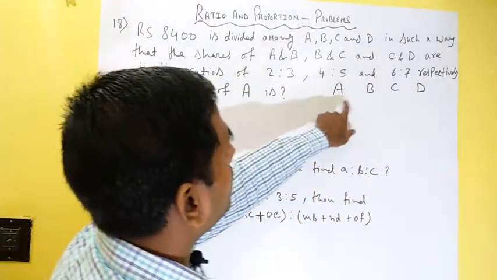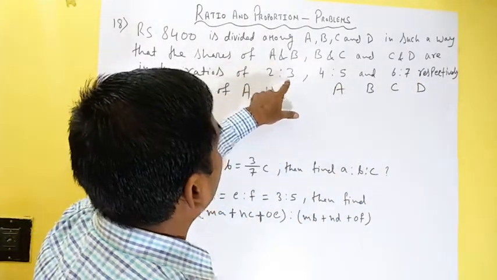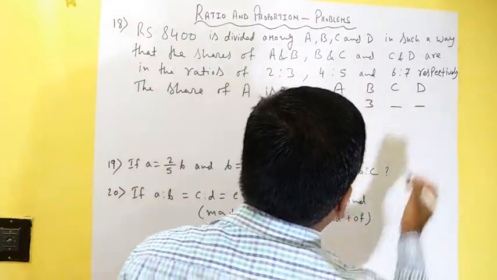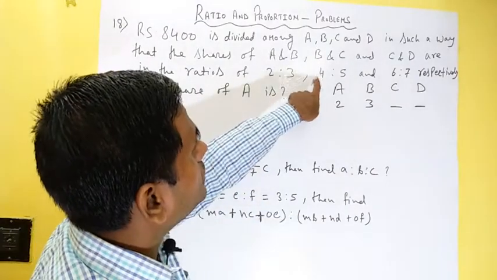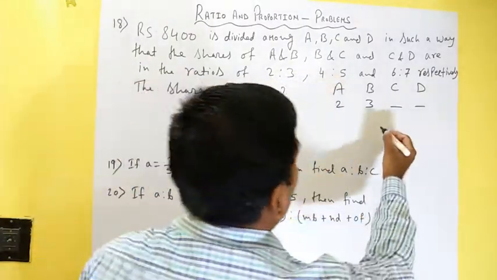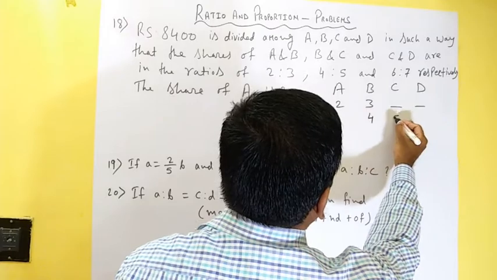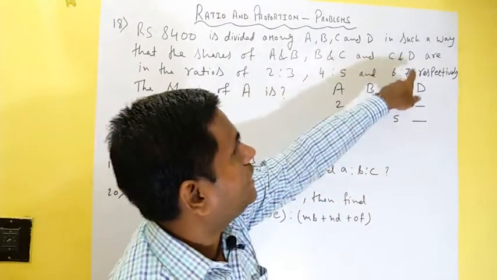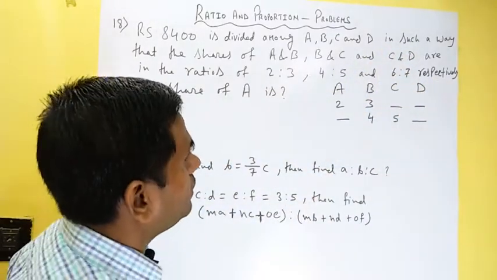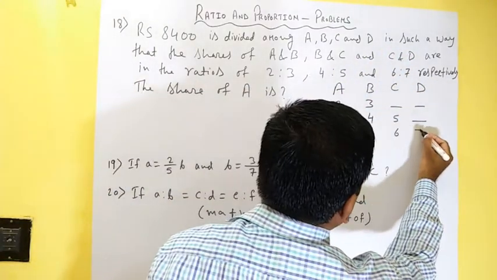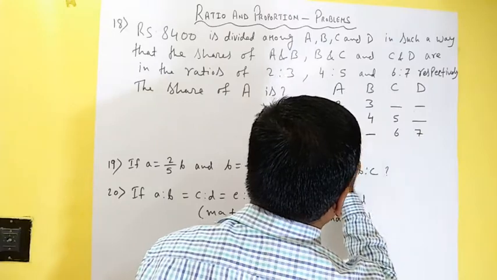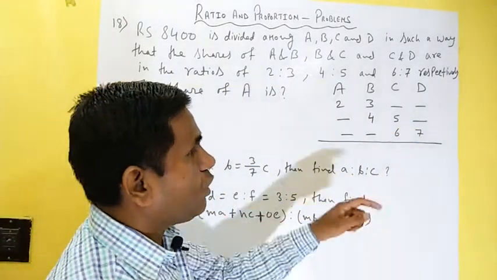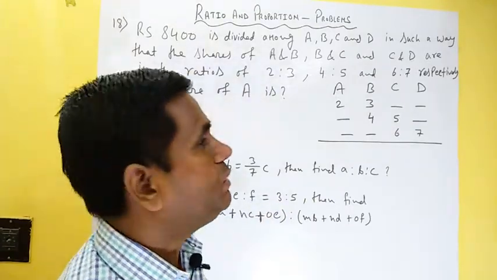Now for AB the ratio is given as 2:3, so we will write 2:3, and these two are blank. For BC it is given 4:5, so B is 4, C is 5, and here the first and last are blank. Now for C and D it is given 6 and 7, so C is 6 and D is 7, and these two are blank, no problem. What are we going to fill in the blanks? The number next to the blank is what we will fill in over there.